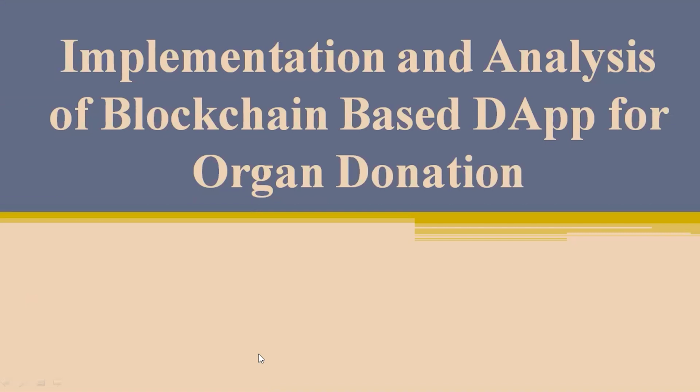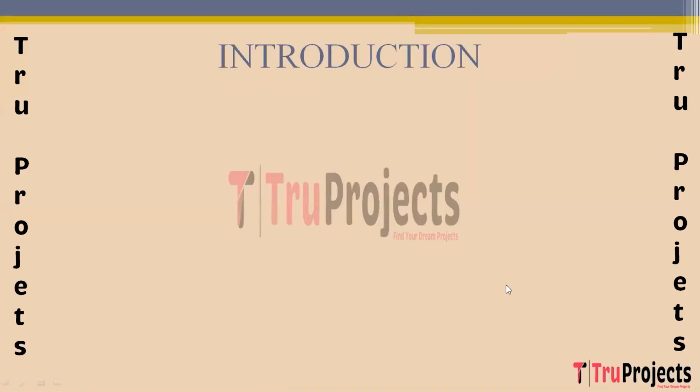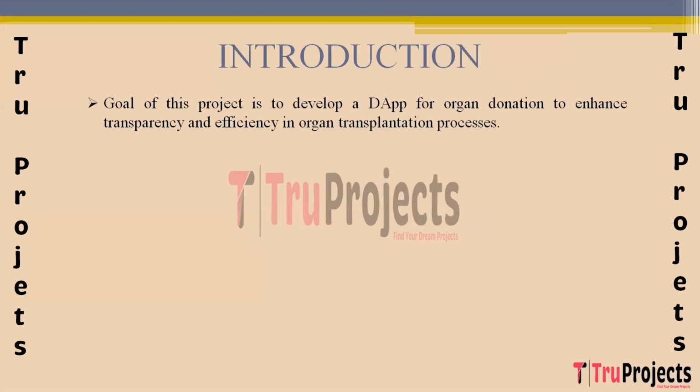Welcome to Two Projects. In this video, we are going to explain the project implementation and analysis of a blockchain-based DApp for organ donation. Introduction. The primary goal of this project is to develop a decentralized application, DApp, for organ donation. The objective is to improve the transparency and efficiency of organ transplantation processes.